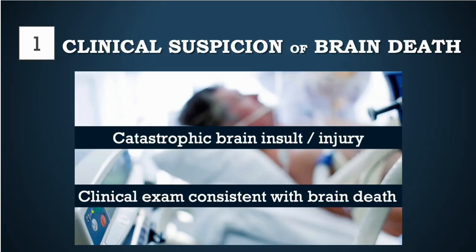You need to have a clinical suspicion of brain death. That's your first step. And this suspicion involves roughly two components. The one is the patient has to have a catastrophic brain injury that is consistent with the diagnosis of brain death. So severe TBI with signs of raised intracranial pressure, that would certainly make you think of brain death if the patient starts herniating. Then your clinical examination is the second component, and this needs to be consistent with brain death.